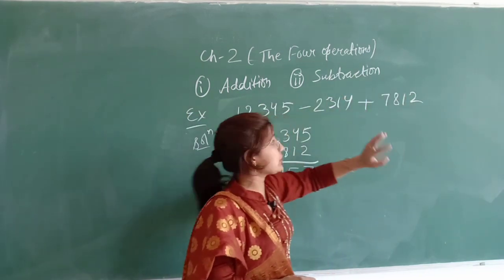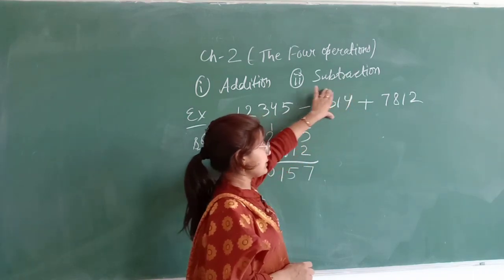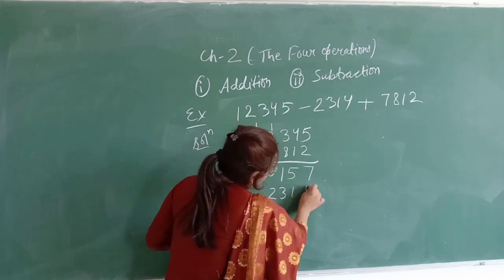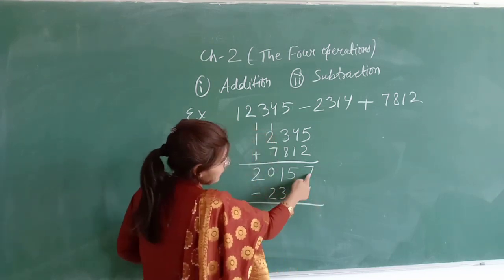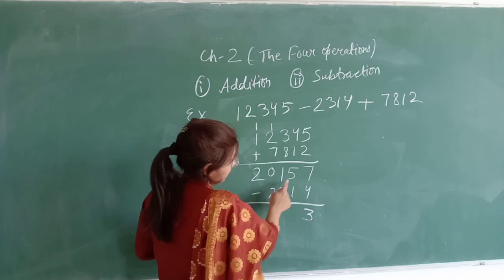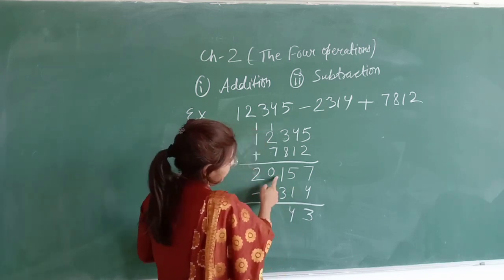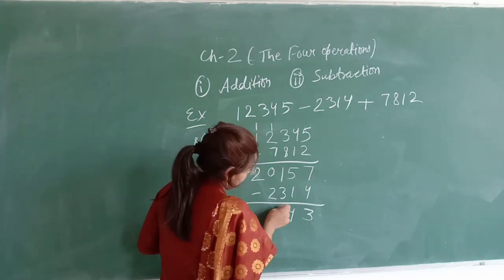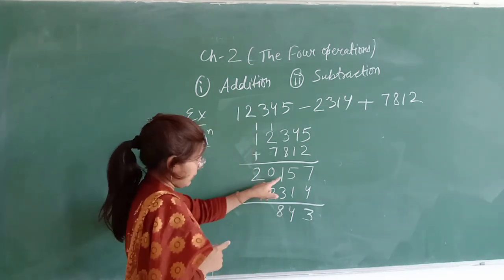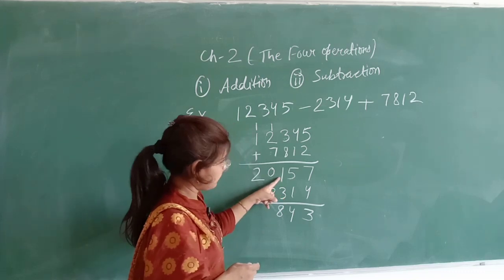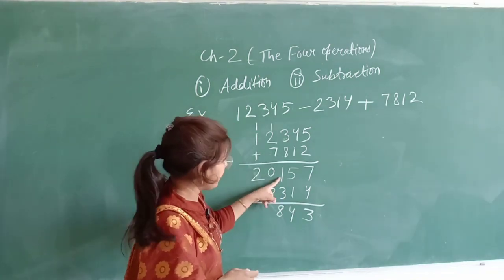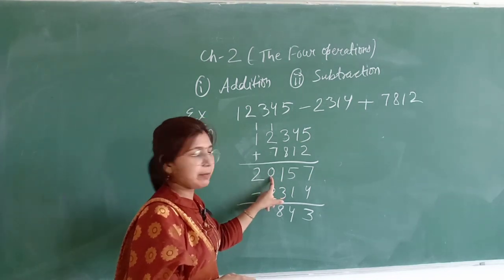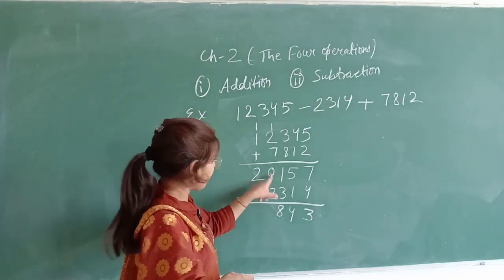Now you have to subtract this term. So write it here, 2,314, minus. 7 minus 4 gives you 3. 5 minus 1 gives you 4. 11 minus 3 gives you 8. Here see, it is 1 and you are not able to subtract 3 from 1. So this one asks to borrow from this number, but it doesn't have any. So this number will ask from here.